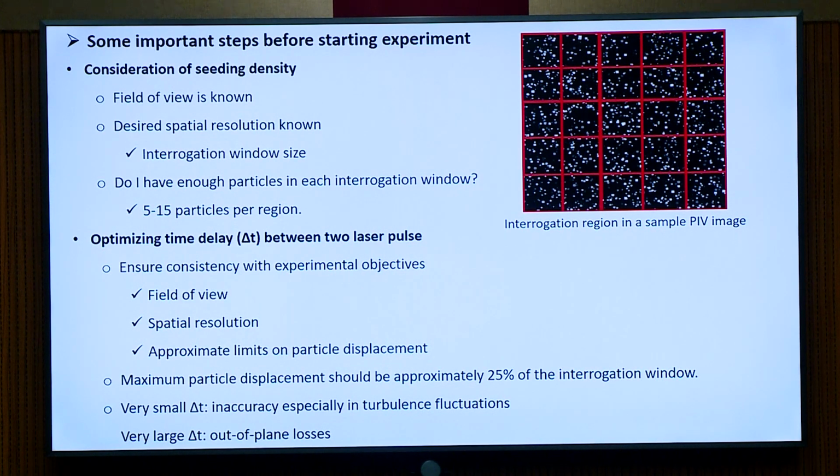And here the time delay between the laser pulses also has to be optimally selected. So how do you decide the time delay? If the time delay is too small, then you won't see movement of particles at all. Or if the particle movement is say few pixels, 1 or 2 pixels, then obviously you will encounter more uncertainty. If the laser delay time is too large, then you may lose the correlation. Okay, so this has to be optimally selected.